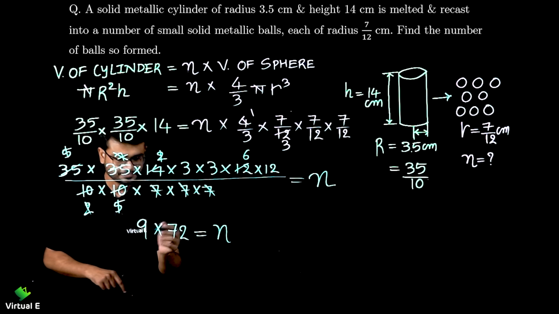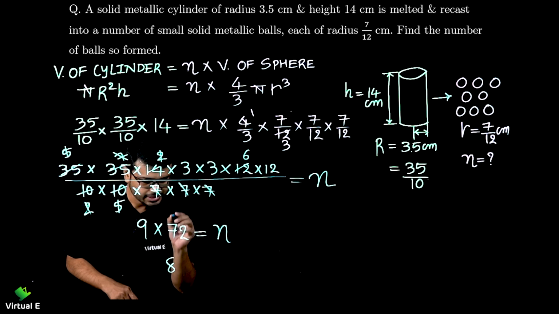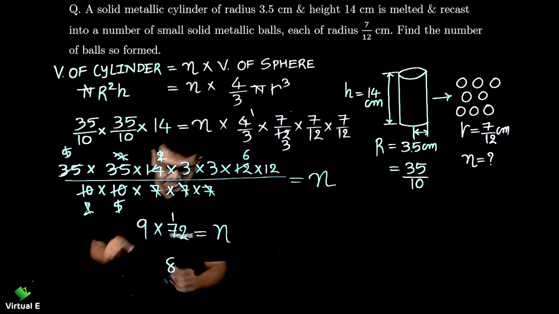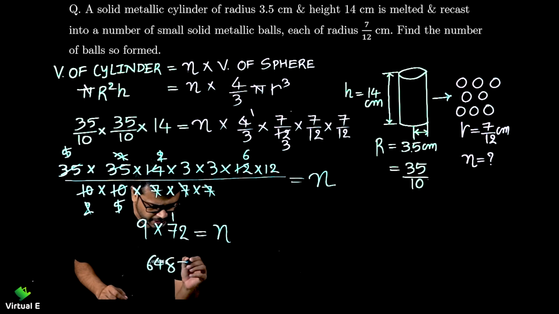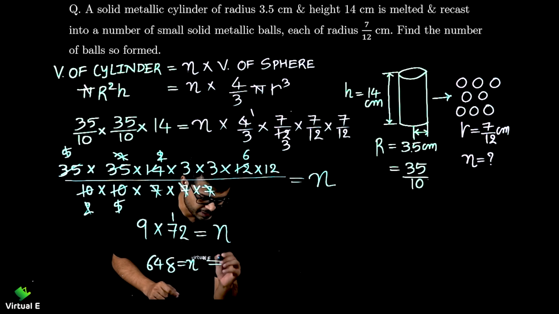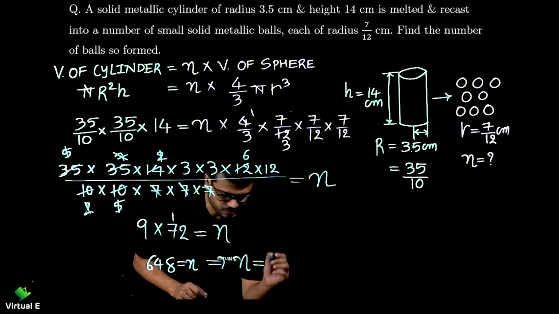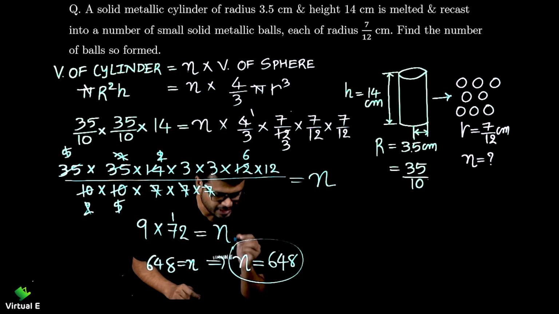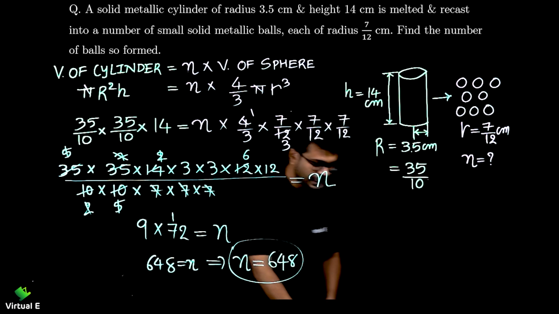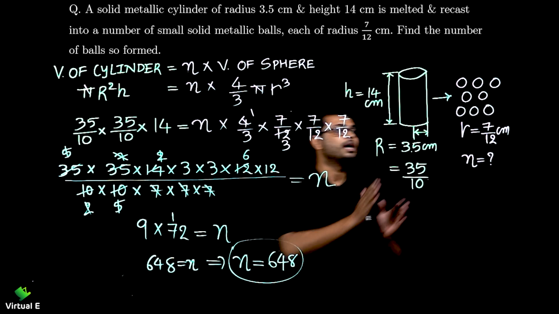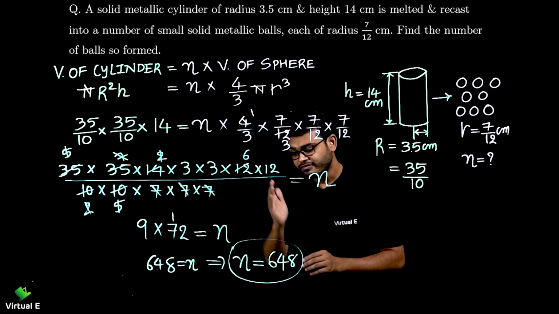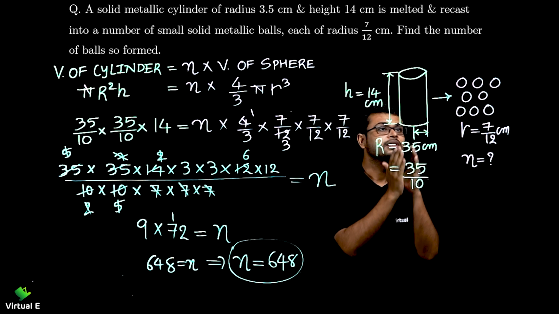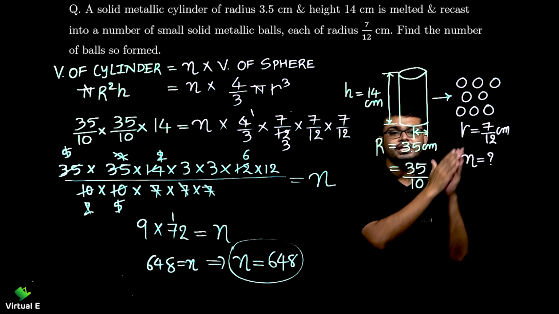So let's multiply. 9 2s are 18, 8 carry over 1. 9 7s are 63 plus 1, 64. So 648 is equal to n. Let's write that. n is equal to 648. So that's my answer. I will be able to get 648 spherical balls if I convert this cylinder from cylinder shape to the sphere.